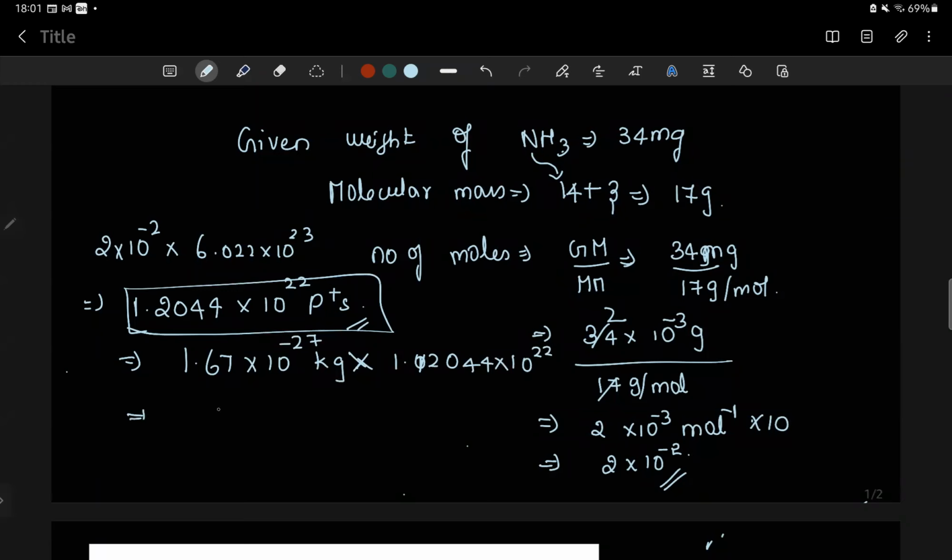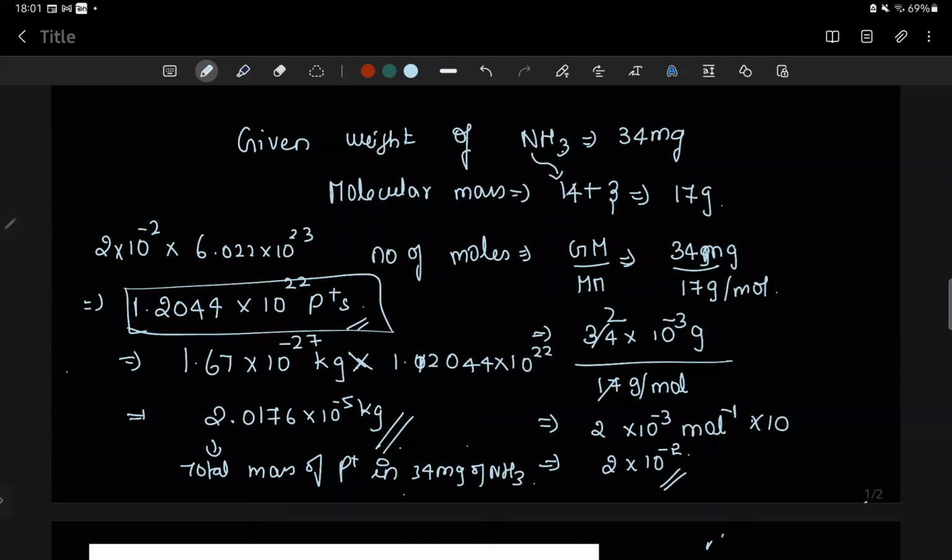So if you multiply these two, you get 2.0176 into 10 to the power minus 5 kilograms. This is your final answer. And this is the total mass of protons present in 34 milligrams of ammonia.